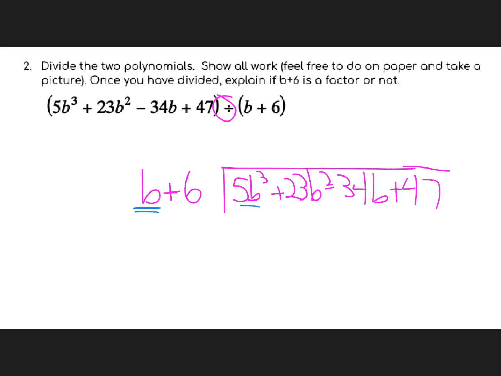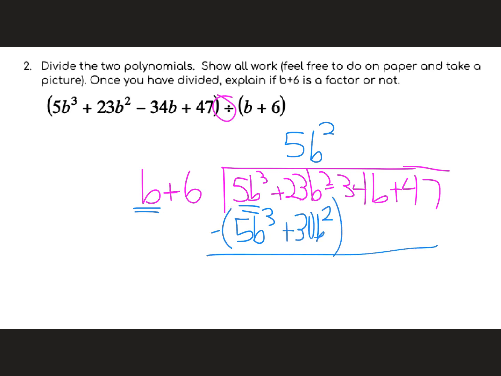So the first question you ask yourself is, how do I get b to become 5b cubed? And hopefully you can realize that's multiplying by 5b squared. Then you have to distribute. Pew, pew. Let's get rid of both those pieces so they're not in my way. 5b squared times b is 5b cubed. 5b squared times 6 is 30b squared. Subtract down. So 23, the 5's go away, and then 23 minus 30 is negative 7b squared minus 34b.